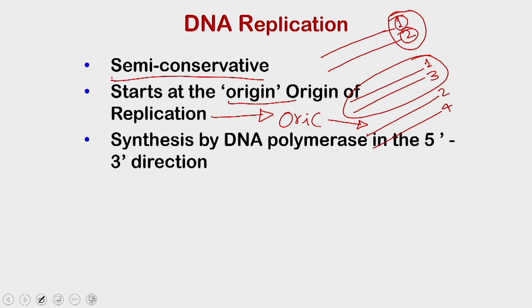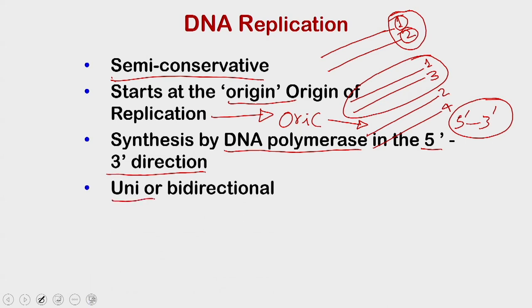Then the DNA polymerase, the enzyme which synthesizes the DNA, synthesizes in the direction of 5 prime to 3 prime. We are going to discuss this in later lectures, so don't worry when it says 5 prime to 3 prime. This is actually the direction in which the DNA is arranged, and the synthesis occurs in the 5 prime to 3 prime direction.